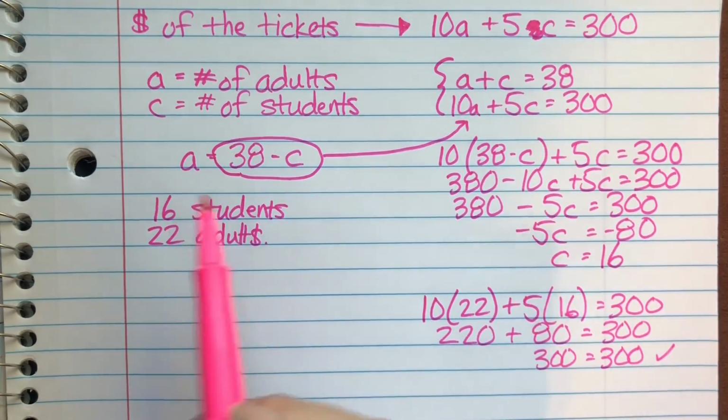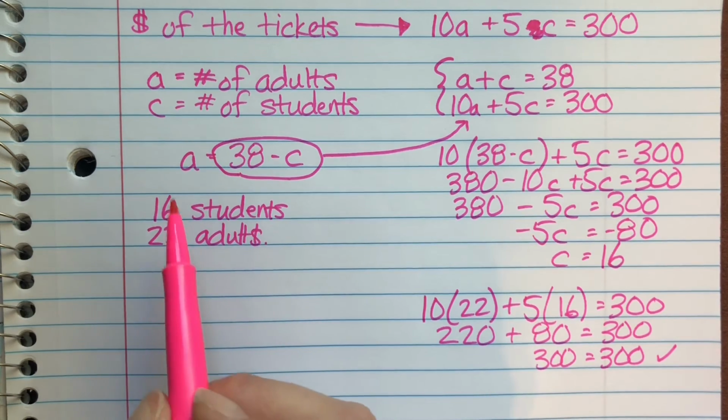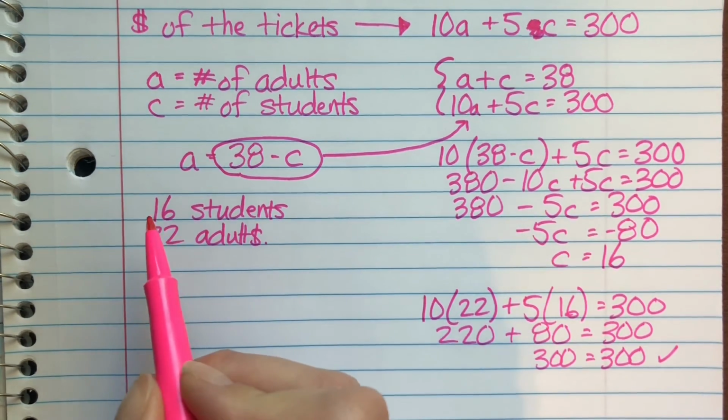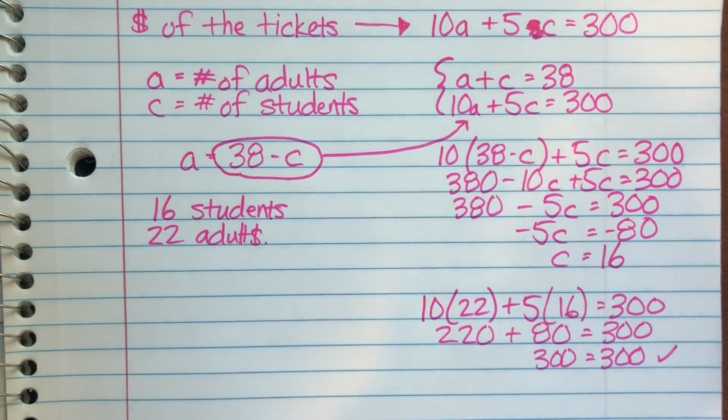Now in your answer checker, don't put any labels with it. When you actually do the question that's in your study guide, just type in the number, so 16, 22. And I put spots for each, students and adults.